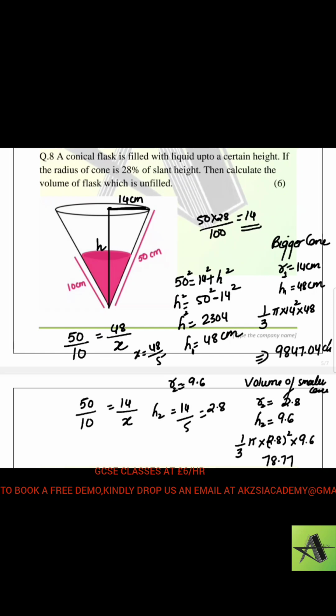So we have the volume of the bigger cone and the volume of the smaller cone, the portion which is filled with this liquid. So I have to simply subtract them. I'm subtracting 9847.04 minus 78.77, which will give me 9768.27 centimeter cubed. This is your final answer.